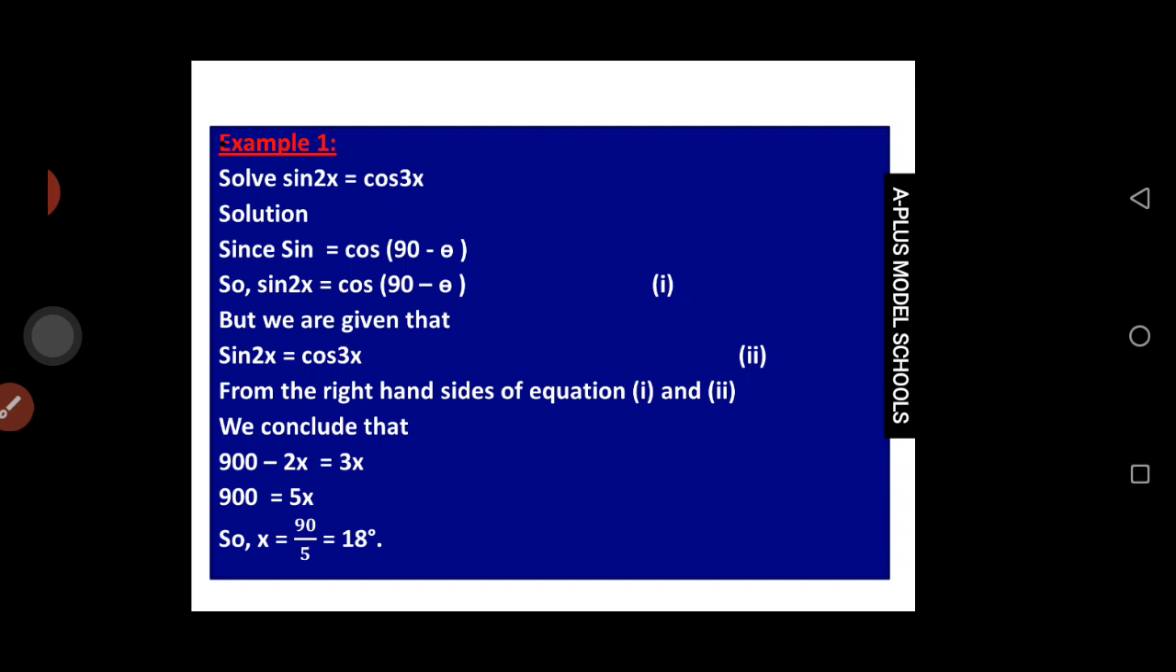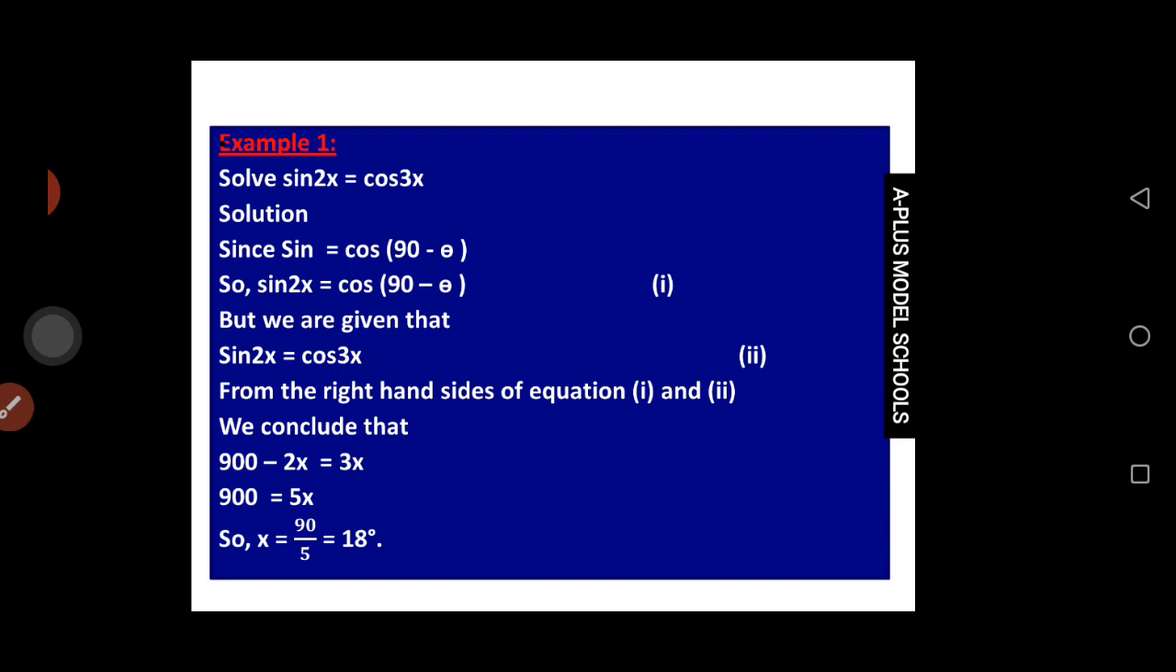It will give you the complementary of the other angle. So here I can say that 90 degrees minus 2x is equal to 3x. Sorry, this is not 900, it is 90 degrees. That is a typographical error. So this should be 90 degrees minus 2x is equal to 3x.